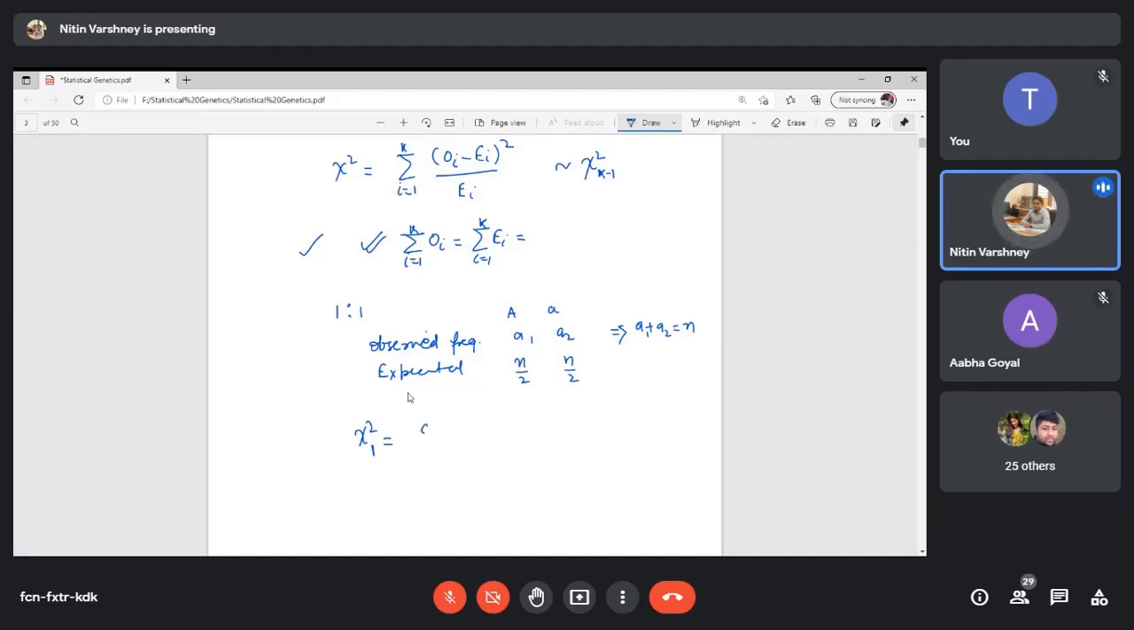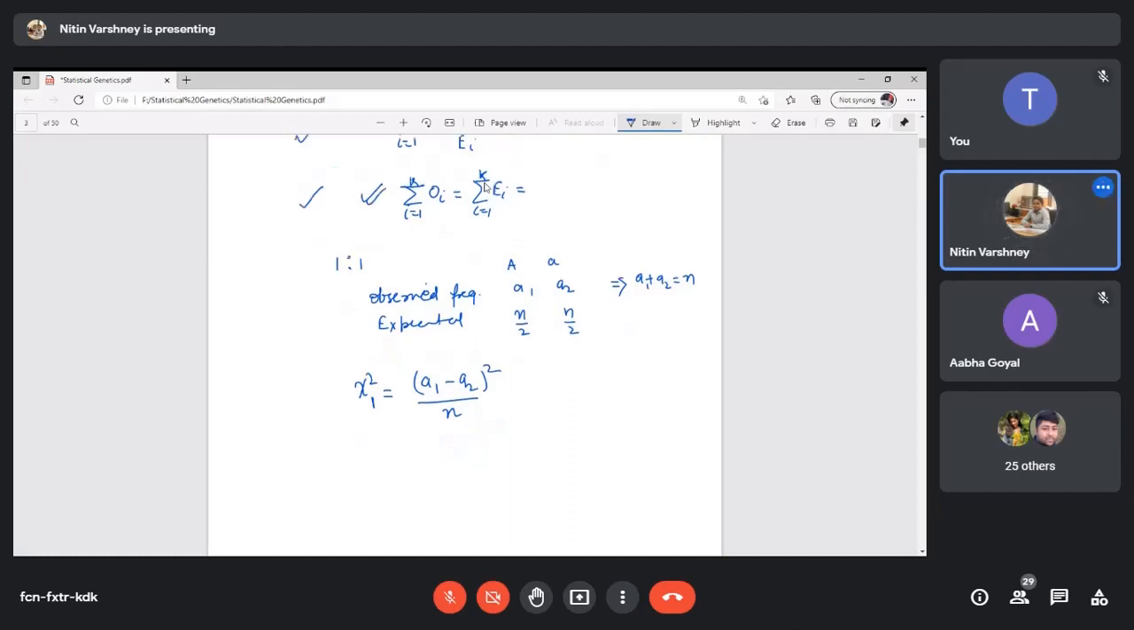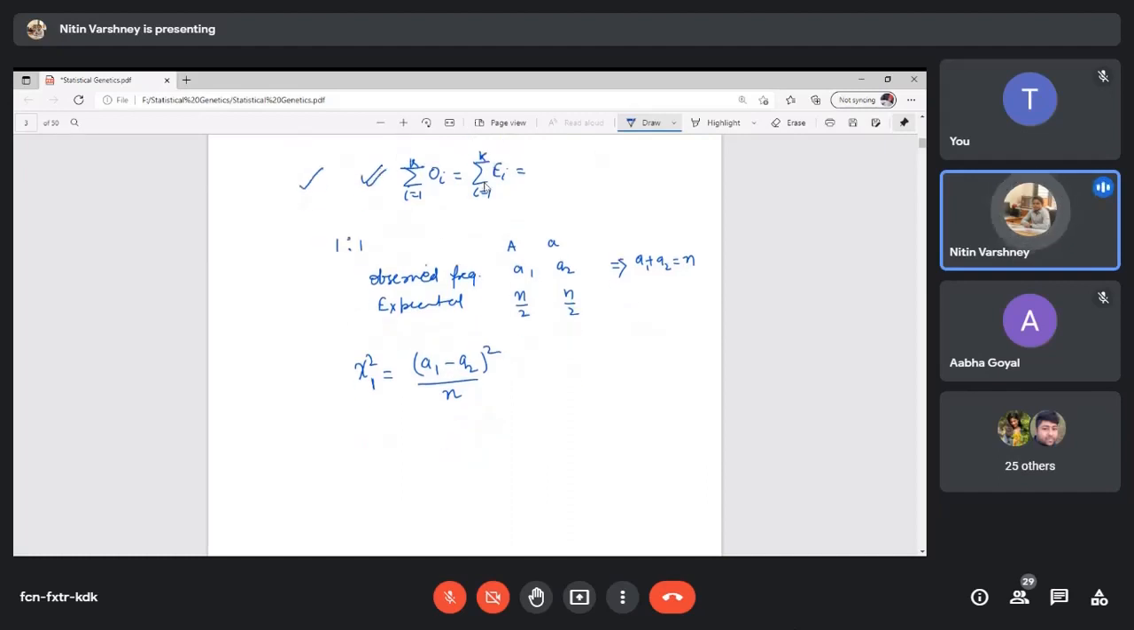Then it will be A1 minus A2, whole square, divided by N. You just check it by using this formula. Okay, I am not going into the detail because this genetics syllabus is too lengthy. So I will not go into the detail. Then this will be chi-square 1, A1 minus A2 whole square upon N. You just check it.